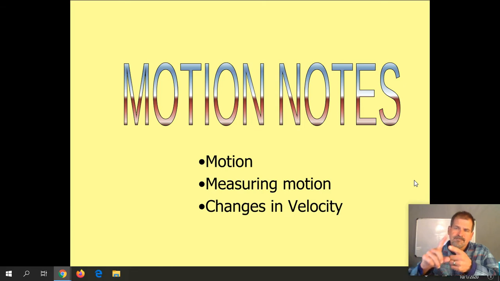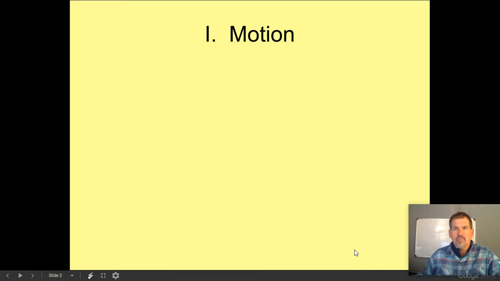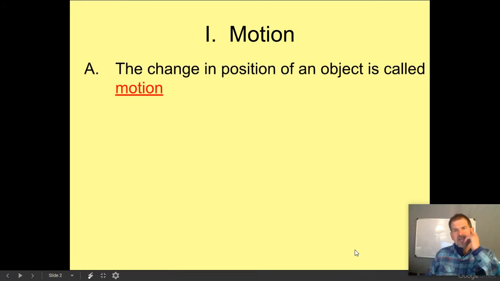Motion, defining motion, measuring motion, and then changes in velocity. What exactly is velocity? All right, so motion. Technically, our definition of motion is the change in position of an object. Right? The change in position of an object is called motion.